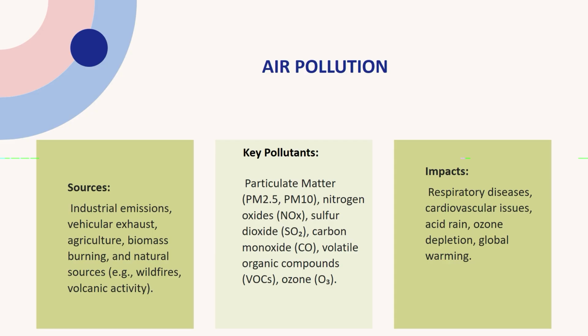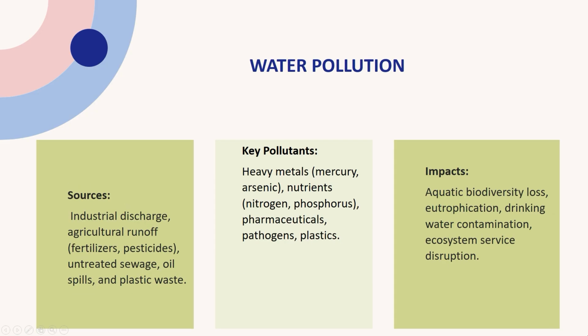Air pollution. Sources of air pollution are industrial emissions, vehicular exhaust, agriculture, biomass burning and natural sources, for example wildfires and volcanic activities. Key pollutants of air pollution are particulate matter PM 2.5 and PM 10, nitrogen oxide, sulfur dioxide, carbon monoxide, volatile organic compounds and ozone. Impacts of air pollution on flora, fauna and human beings are respiratory diseases, cardiovascular diseases, acid rain, ozone depletion and global warming.